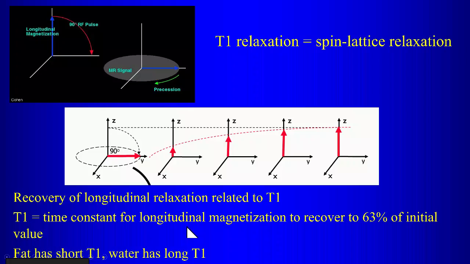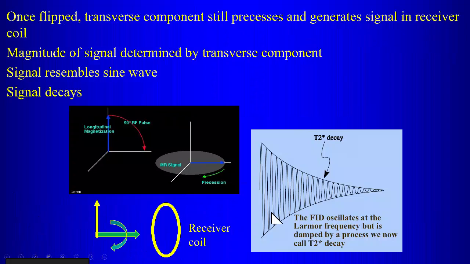That's what that number T1 means. So if I say that the T1 of a particular tissue is 100 milliseconds, that means it takes 100 milliseconds for this to recover to 63% of where it started. All right, so that's T1 relaxation. Fat has a short T1, water has a long T1, which means that the longitudinal magnetization for fat recovers faster than water, in a shorter time period. It takes water longer to recover this net longitudinal magnetization. Okay, so that's what T1 is.